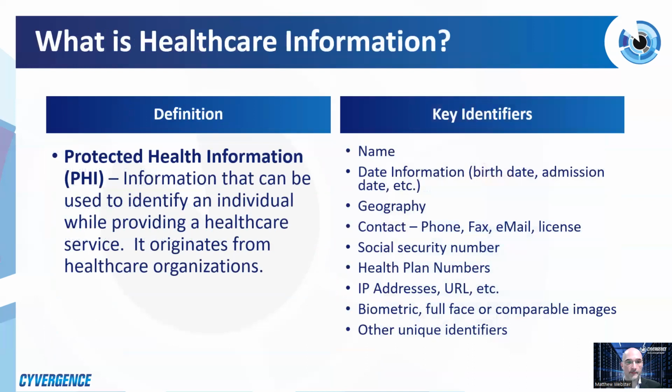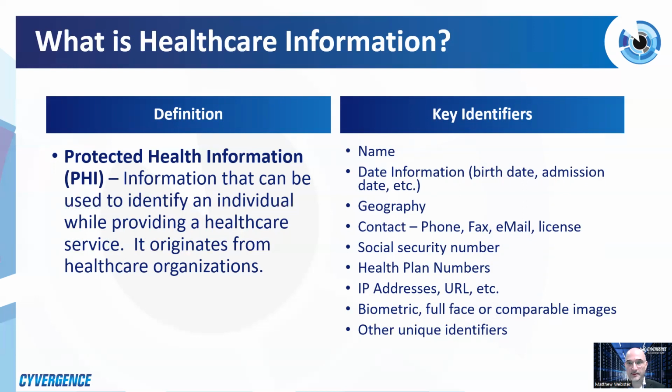But what is healthcare information? It boils down to protected health information, or PHI, as defined by HIPAA. It's information that can be used to identify individuals while providing a healthcare service. And so it originates from healthcare organizations. It can be a doctor's office, hospital, and so on, and that's perfectly fine. It doesn't matter how many times that information goes out, it is still PHI, even if it goes through 10 different companies. All of that information is PHI.